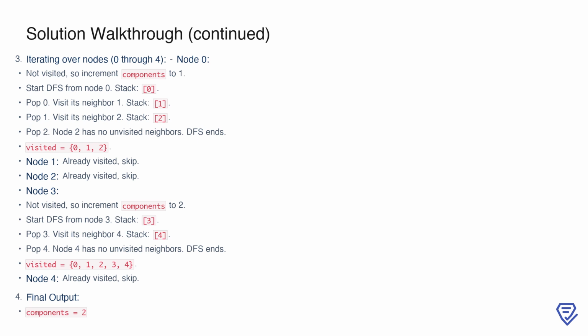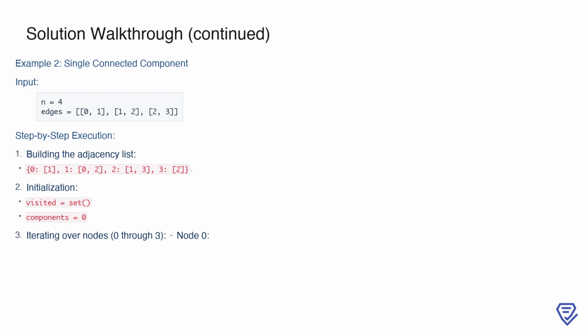For node 3, it hasn't been visited, so we increment components to 2 and start another DFS. The stack starts with node 3. We pop node 3, visit its neighbor node 4, and add it to the stack. Popping node 4, we find it has no unvisited neighbors, so the DFS ends. Now, all nodes are visited, resulting in visited equals {0, 1, 2, 3, 4}. The final count of connected components for this graph is 2.